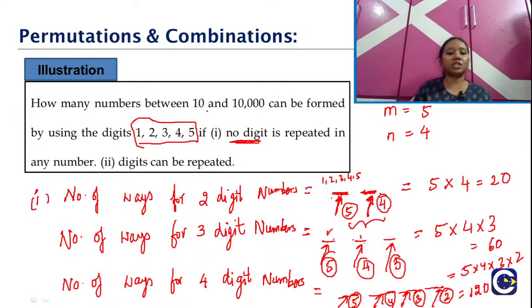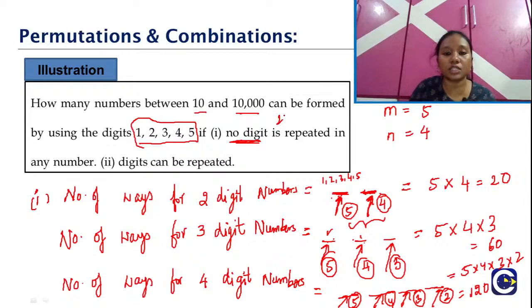So our question is, we have to check for numbers between 10 and 10,000. So that's what we have done here. So the total number of ways here we are having is 20 plus 60 plus 120. So that will be equal to 200. So for the first case, the total number of ways will be equal to 200.